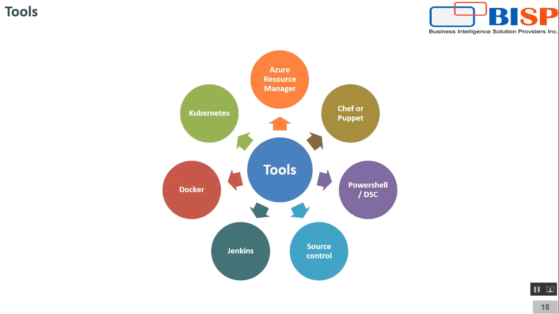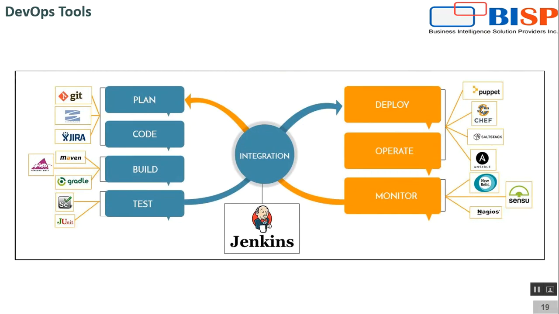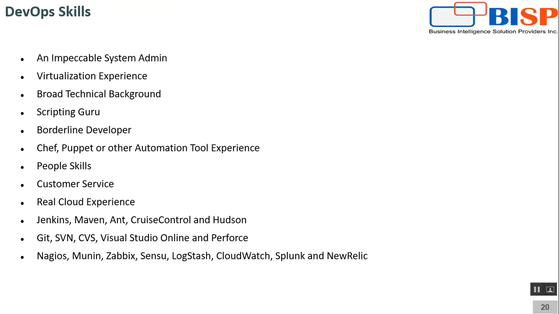In a nutshell, there is Chef, PowerShell, source control like Git and Subversion, Jenkins, Docker, Kubernetes, Azure, and AWS. A lot of tools are in the DevOps space. You can see here in the plan stage we have Git and Subversion, for build we have Maven and Gradle, for test we have JUnit and Selenium, for deployment we have Puppet and Ansible, and New Relic for monitoring. A lot of tools are integrated using Jenkins into the whole space.